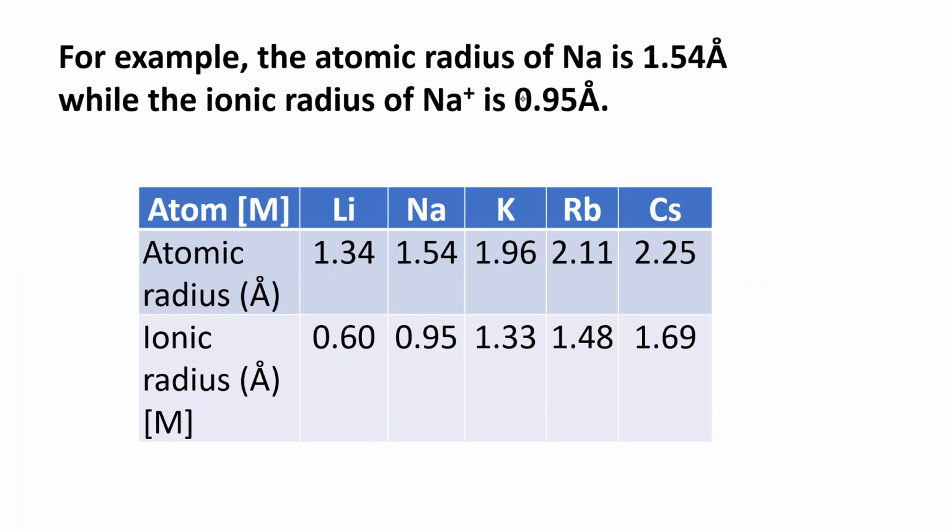The atomic radius is 1.34 angstroms for lithium and its ionic radius is 0.60, sodium 0.95, then potassium. In every case it is the same. So always the radius of the cation is smaller than its neutral atom because of high nuclear charge. As the nuclear charge increases, the radius decreases. Next.